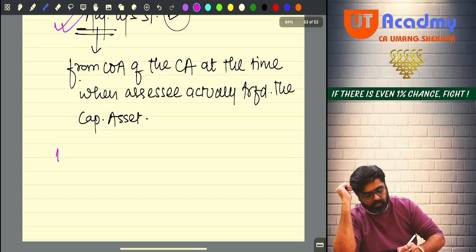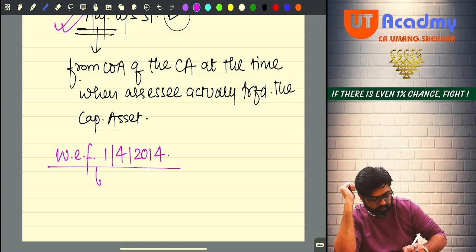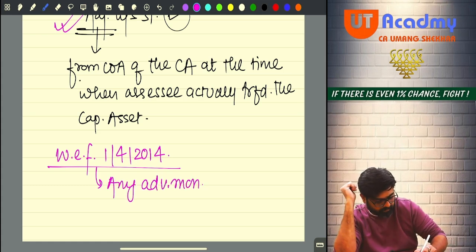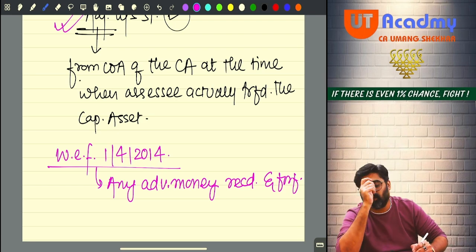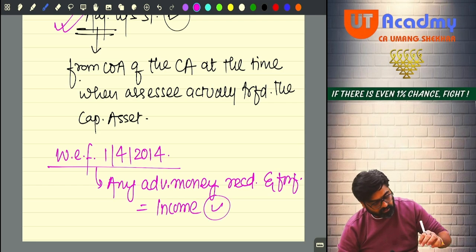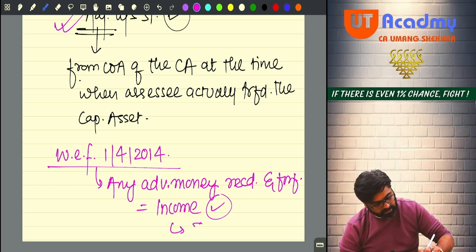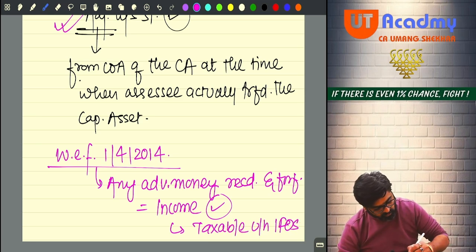Now, with effect from 1st April 2014, any advance money received and forfeited is treated as income. First of all, it is treated as income. This is no more a capital receipt. This is an income under section 56(2)(ix), and this type of income will be taxable under the head income from other sources.